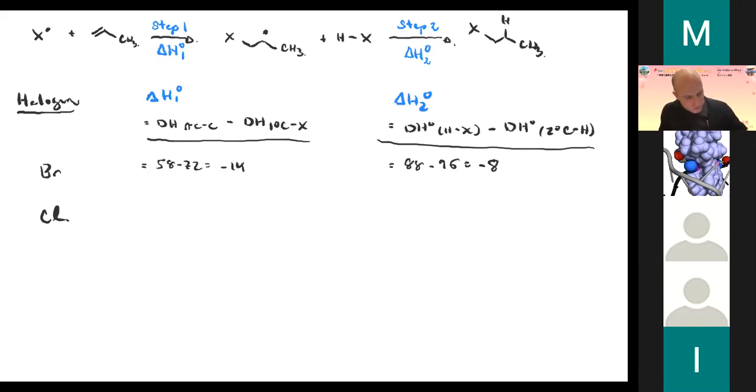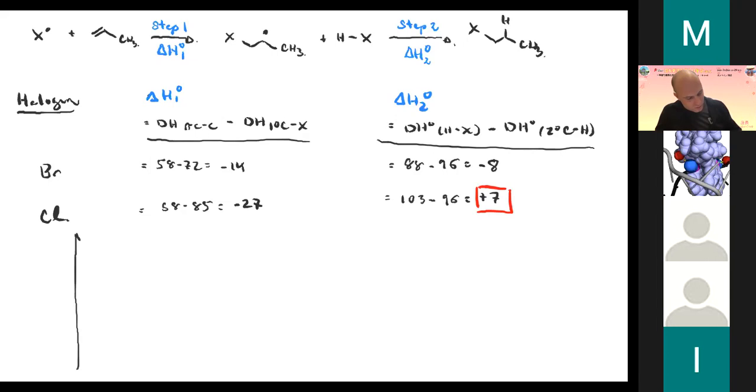But you'll see the difference with chloride here. So chloride is going to be 58 minus 85, which is still negative. In fact, it's more negative, so it's more favorable. That's great. But then if I get to the other calculation, I have 103 minus 96, which gives me plus 7, okay? And that's the sticking point, okay? And so let me put this on an energy diagram for you, and then I'll just explain everything again.